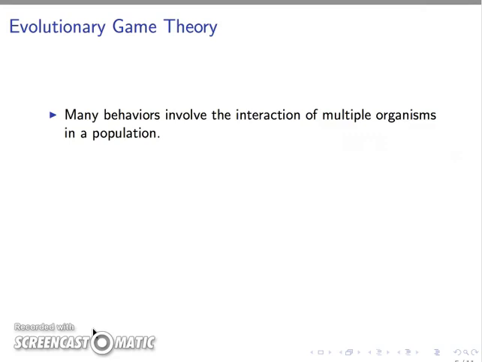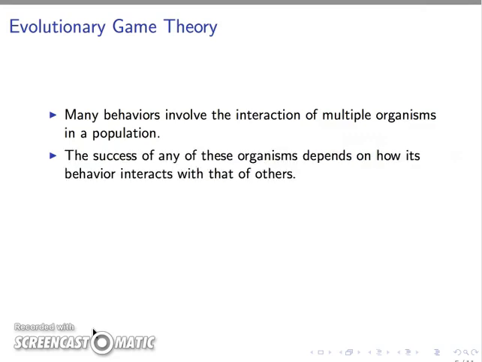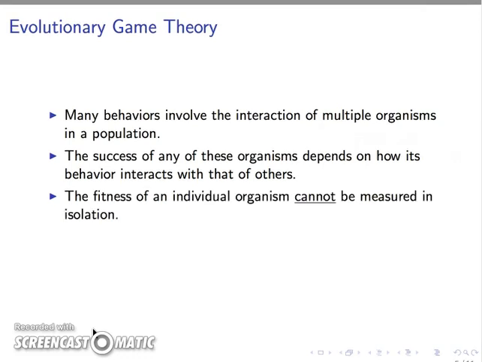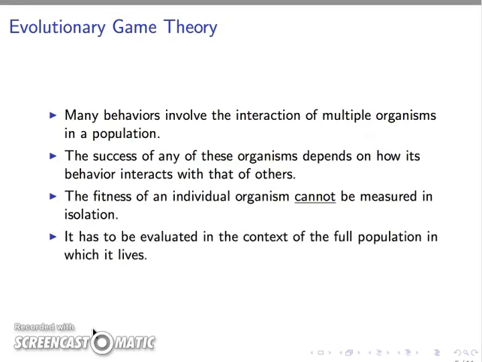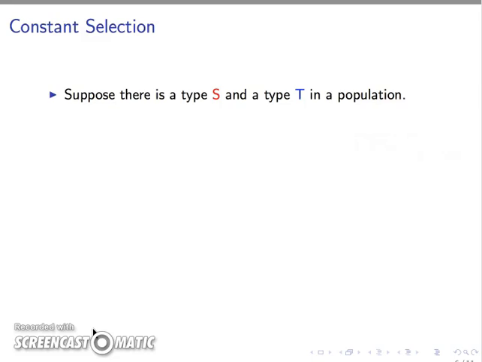Many behaviors involve interactions of multiple organisms in a population. The success of any of these organisms depends on how its behavior interacts with the behavior of others. And the fitness of an individual cannot be measured in isolation. The fitness has to be evaluated in the context of the entire population in which the organism resides. So let's start working on the derivation.